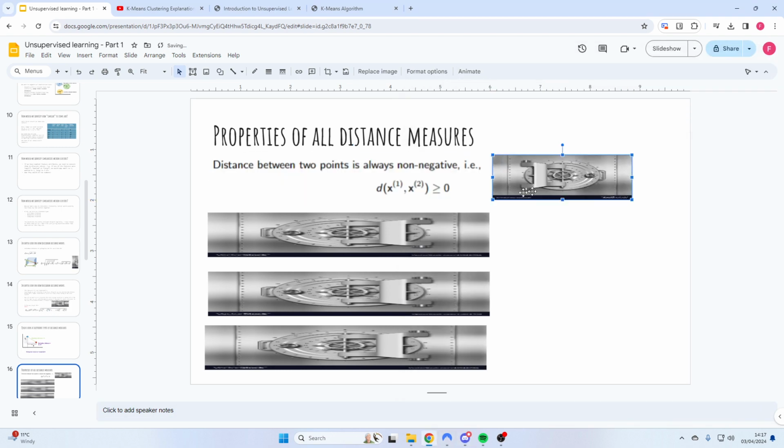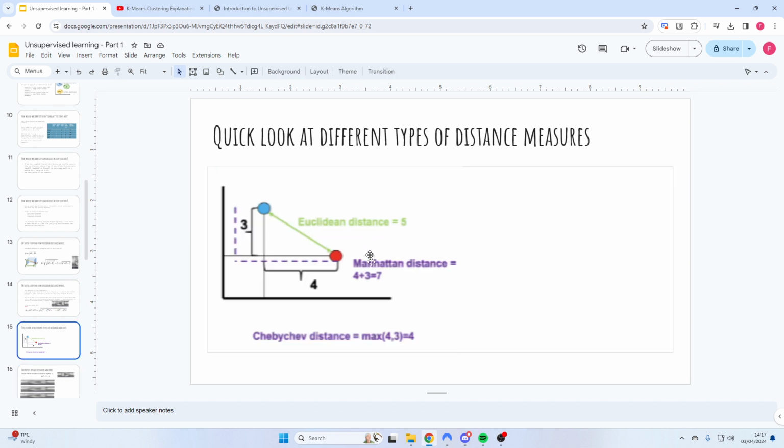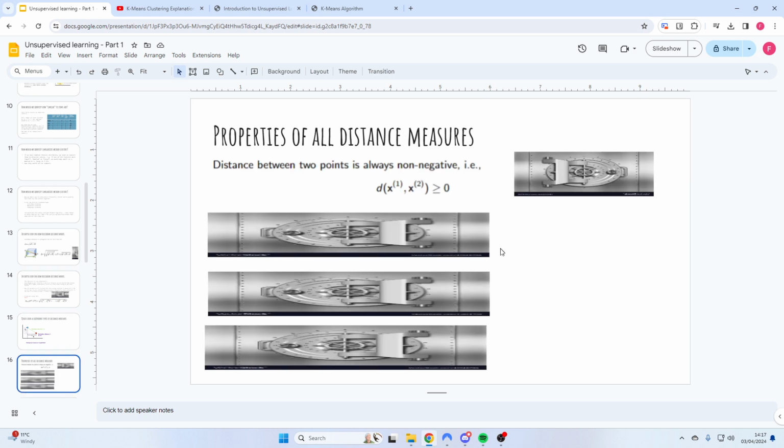So one of the first ones is the distance between any 2 points is always non-negative. So it's either 0 or greater than 0. We can't have negative distances. We can see this is always true in how we calculated these, because we took absolute Euclidean distances squared. After you square a number, it's always positive.